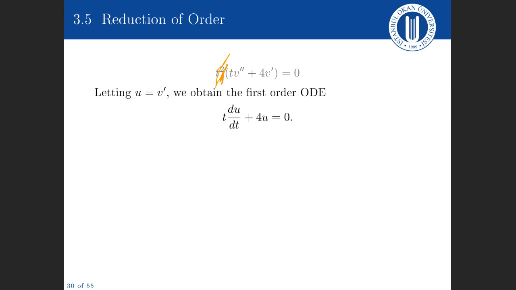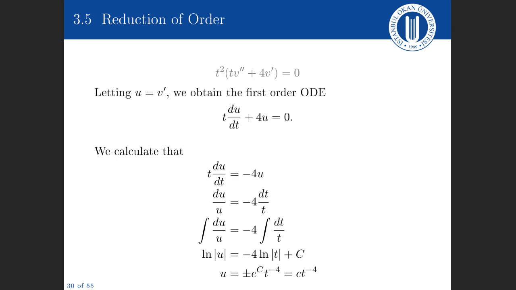We do our substitution, let u be equal to v prime, and we get a first order differential equation, t du/dt plus 4u. This is the equation that we want to solve. Again, this equation is linear, and this equation is separable. I'm solving this as a separable equation. I'll leave the details for you to check. And I get that u is some constant c multiplied by t to the power minus 4.